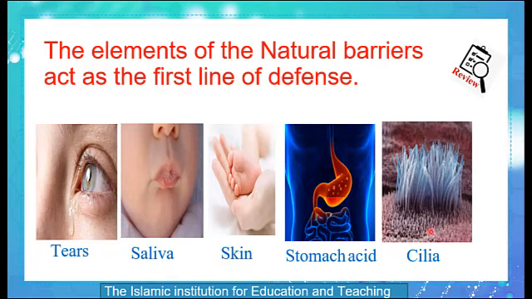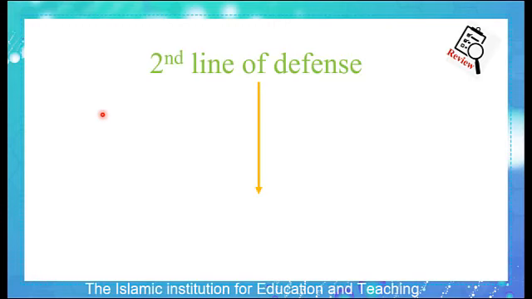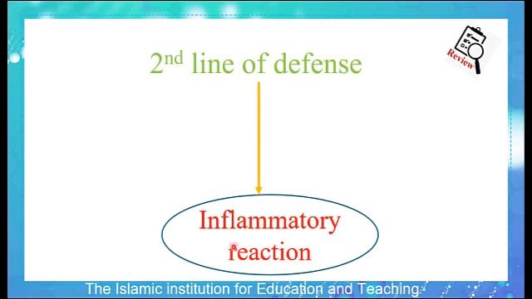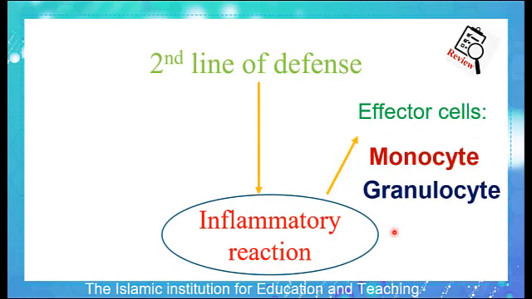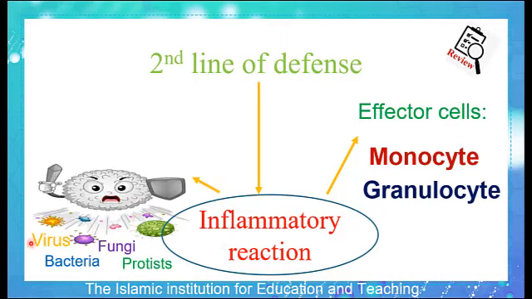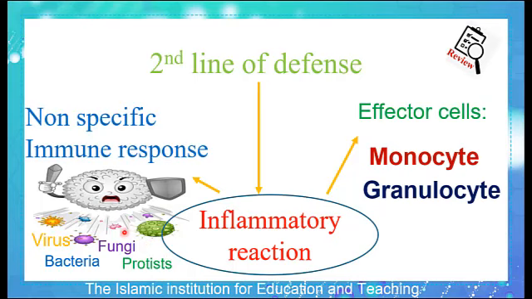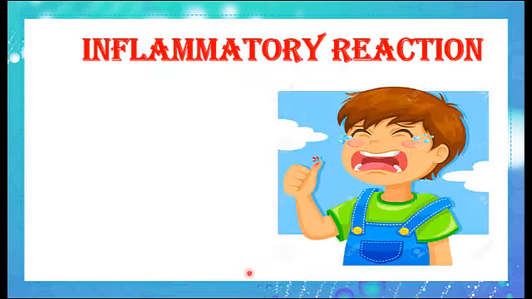But if any element of the first line of defense fails to protect the body, the pathogens invade our bodies and encounter the second line of defense, including the inflammatory reaction. In this reaction, the effector cells are monocyte and granulocyte. These cells act non-specifically since they act the same no matter what the pathogen is, causing a non-specific immune response.